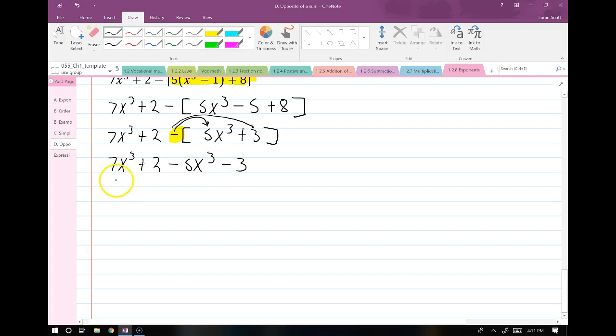Now I just combine everything. These ones have 3 factors of x attached. So I have 7 minus 5, that gives me 2x cubed. And then just my constant terms, I have 2 and a negative 3. That just gives me a negative 1 result. Okay, any questions about that?